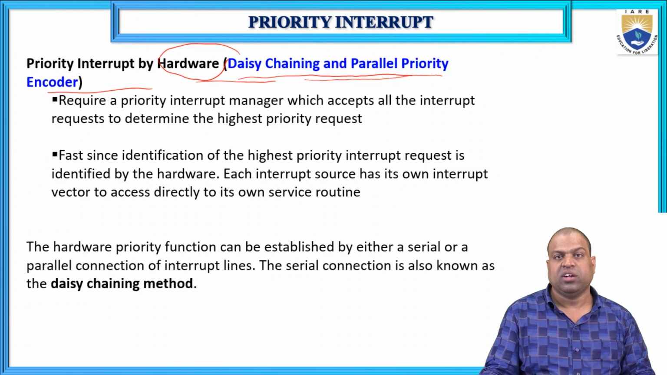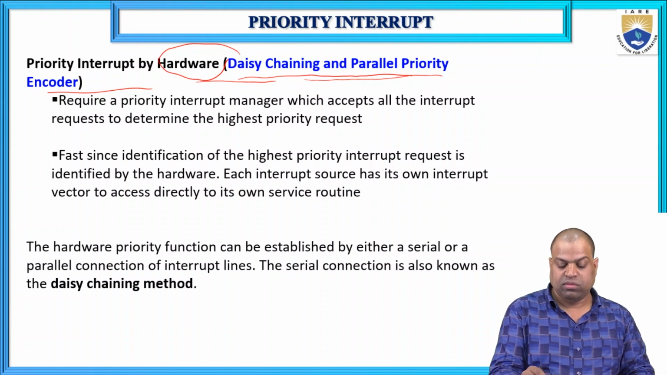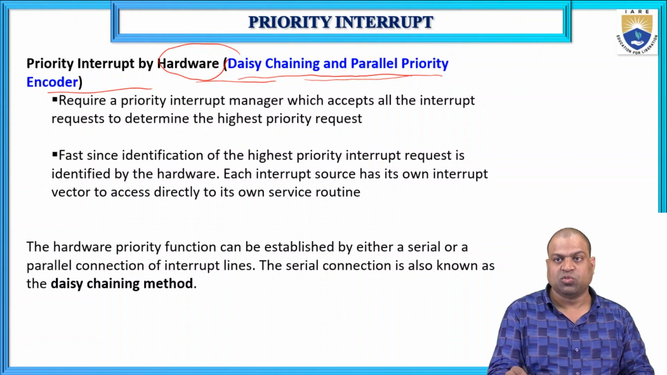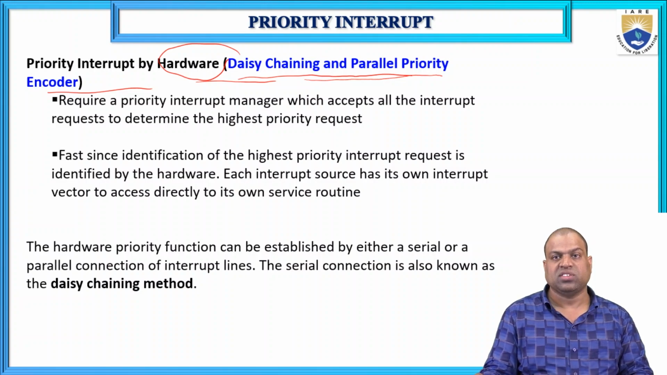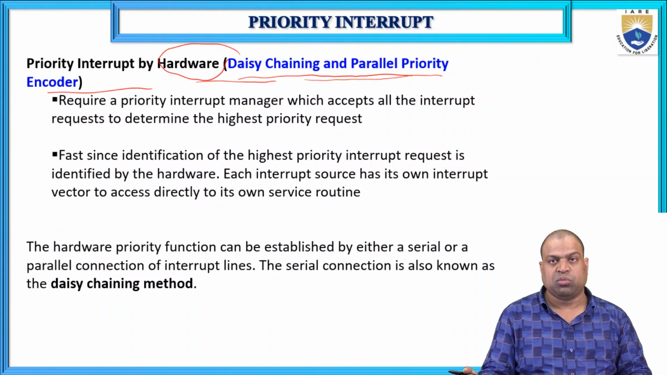chaining and parallel priority. It requires a priority interrupt manager which accepts all the interrupt requests to determine the highest priority request. Since identification of the highest priority interrupt request is done by the hardware, each interrupt source has its own interrupt vector to access directly its own service routine. The hardware priority function can be established by either a serial or a parallel connection of interrupt lines. The serial connection is also known as the daisy chaining method. So this priority is about the hardware.